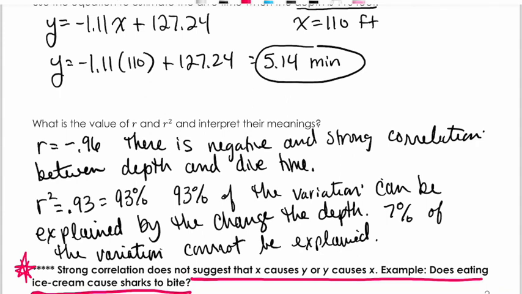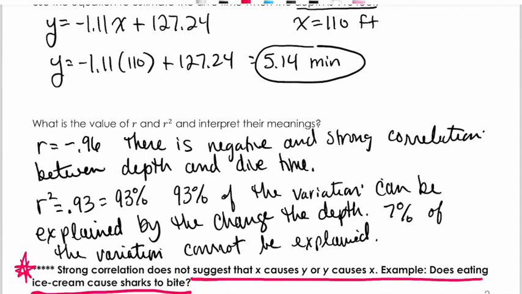It says, example, does eating ice cream cause sharks to bite? Now, scientists have found that as the number of ice cream cones that are eaten goes up, the number of shark bites that are reported goes up. That doesn't mean that ice cream causes sharks to bite at the beach. What it means is that probably because it's during that same season, sharks usually bite when people are swimming in the ocean, which happens during the summer. That's when usually people are swimming in the ocean.